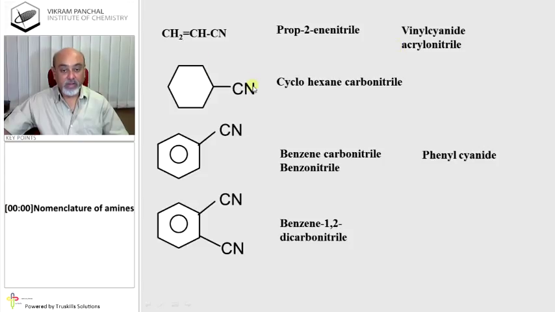Cyclohexane carbonitrile. If you want to write IUPAC name including carbon of CN not in the chain, then you have to write carbonitrile. Carbonitrile stands for CN. Benzene carbonitrile or benzonitrile. When you write benzo, you are including this carbon in the chain. But if you write carbonitrile, you are excluding carbon of the CN. Phenyl cyanide. It is benzene 1,2-dicarbonitrile.